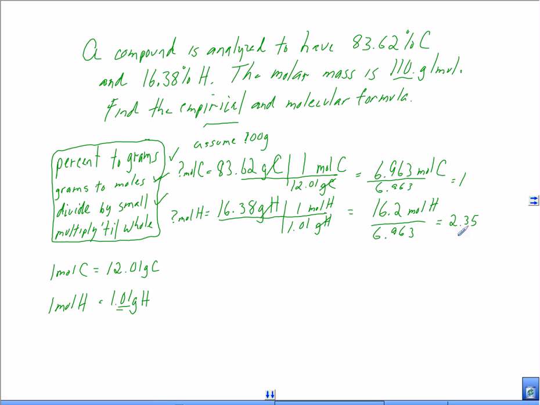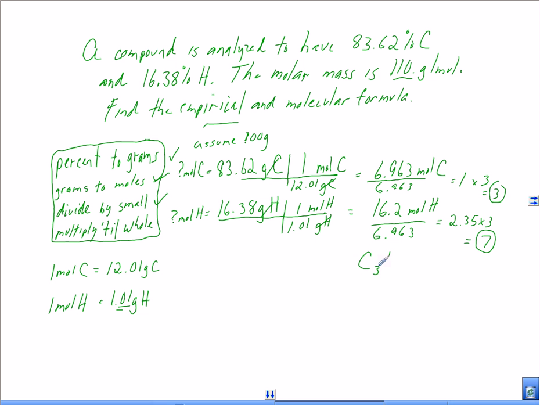Well, obviously 1 won't work. If I multiply this by 2, I'm not going to get a whole number. So I try 3. Will 3 work? Well, it ends up working. 2.35 times 3 gives me 7. But again, whatever I did to this number, I have to do to the other number. So I have to multiply this by 3 as well. And that gives me 3. And these values, the 3 and the 7, are my subscripts for the empirical formula.